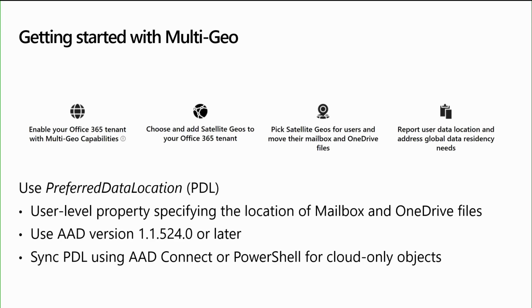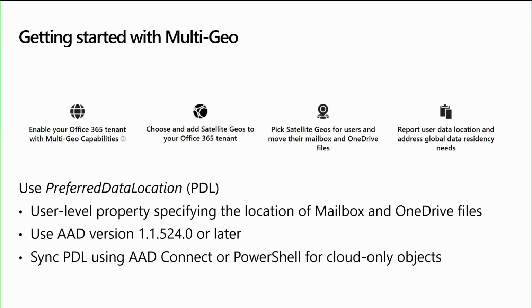Once you do that, you're going to choose and add satellite geos to your tenant. So you'll decide how much you want to extend your tenant to, whether you want to add a few geolocations or several geolocations. That's completely your prerogative. And then you'll assign users with satellite geos. We've got a new attribute that we've created in Azure Active Directory called Preferred Data Location, PDL. It's a user-level property that'll allow you to specify the location of your user's mailbox and OneDrive for Business files. So you'll go ahead and stamp this preferred data location attribute on each one of your users.